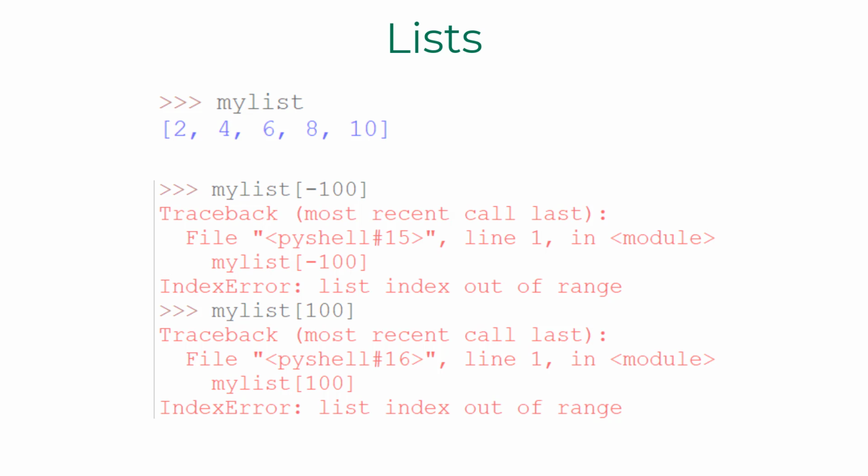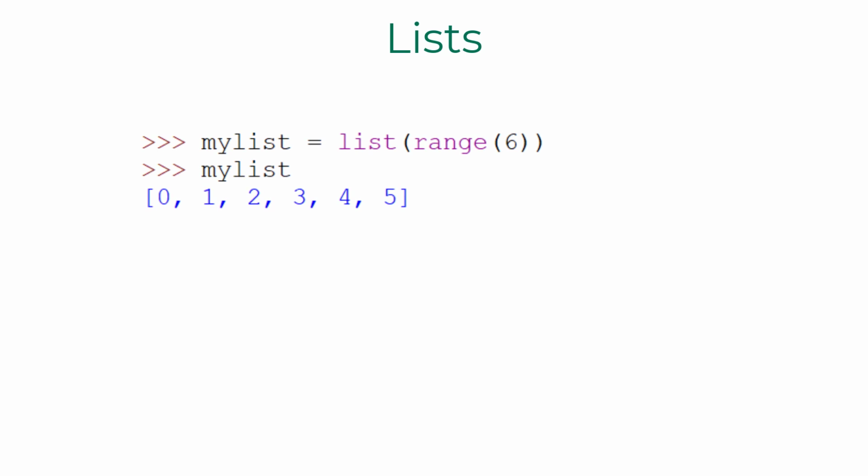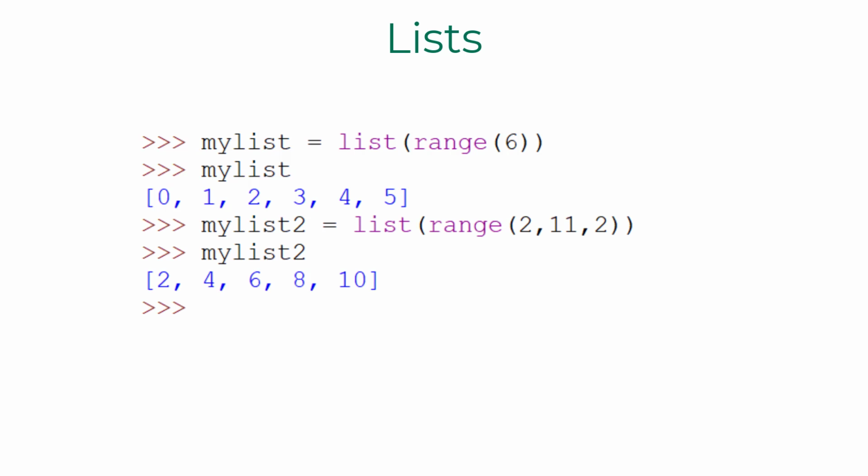You have been using the range function in for loops, right? If you would like to create a list of elements using the range function, you can do it this way. By writing list of range of values, you will create a Python list with those elements.